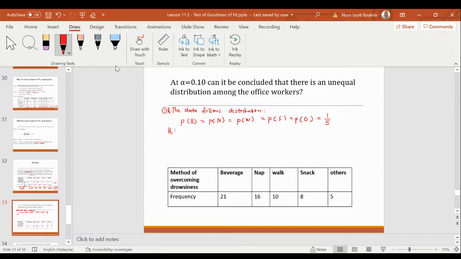H1, the data does not follow the specified distribution. This is the claim, unequal. H1 is the claim.